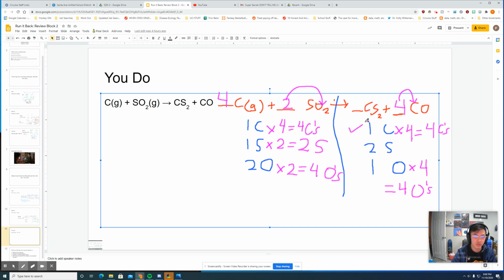And then that's pretty much it. You'll notice that the sulfurs are balanced, carbons are balanced, and the oxygens are balanced. And then that's it. We'll call it a day.